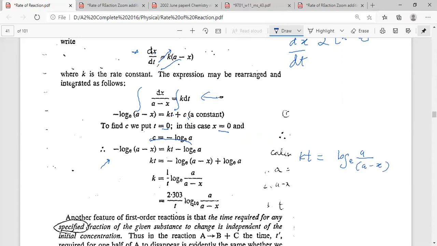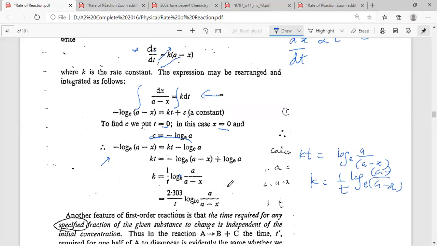So you bring the t down, with k equal to 1 over t, and log base e of A over A minus x. Okay, so you change the log e to base 10, you put 2.303. Now, this is the final equation here, this part here.